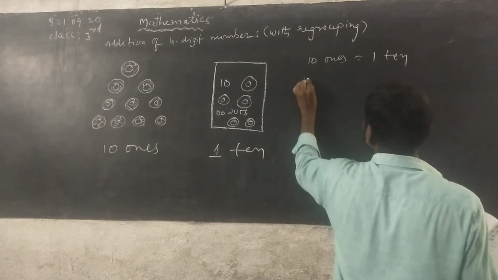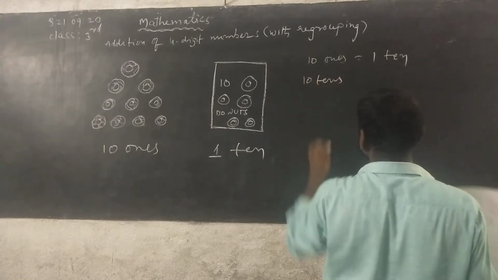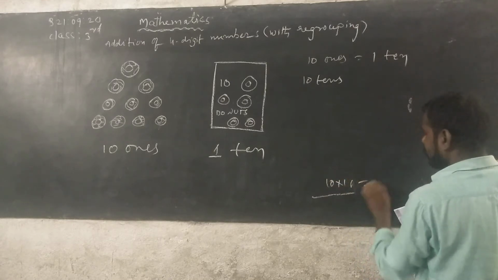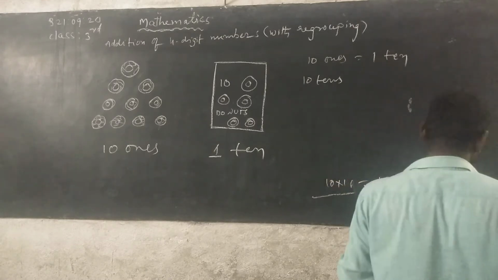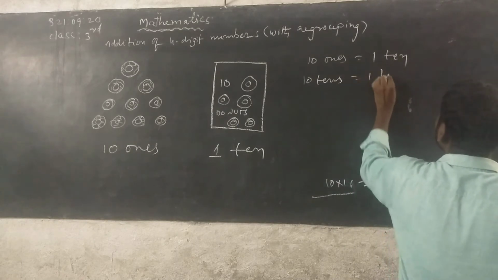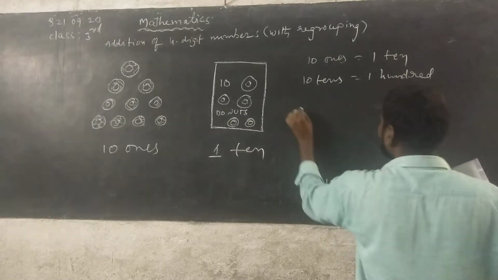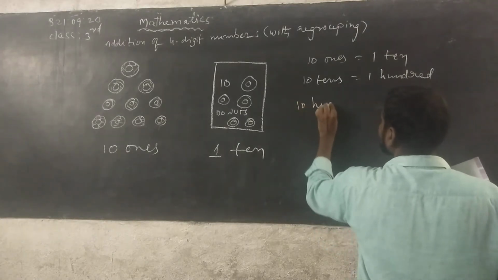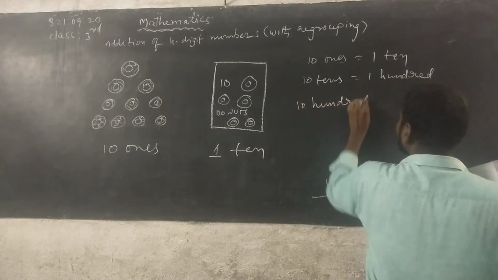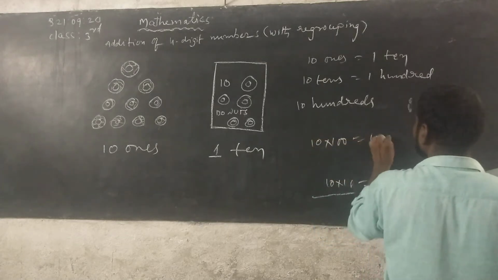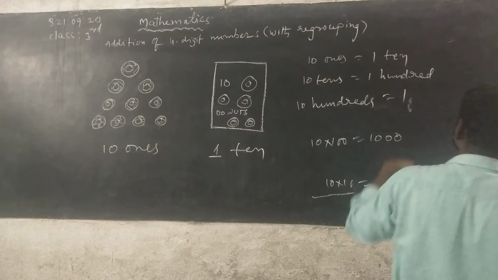Next, 10 tens. 10 tens means 10 into 10. What do we get? 100. 10 tens means 100. Next, 10 hundreds. 10 hundreds means 10 into 100. What do we get? We get 1000. 10 hundreds means 1000.